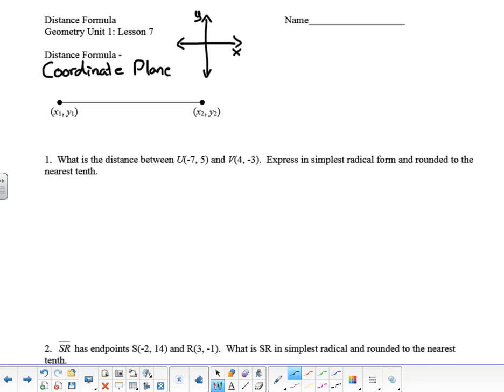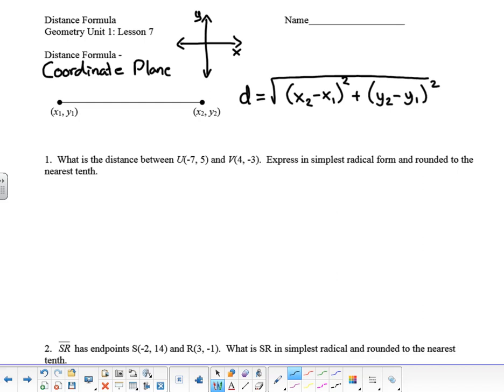So let me give you the formula first of all. The distance equals the square root of x sub 2 minus x sub 1, that whole quantity squared, plus y sub 2 minus y sub 1, quantity squared.